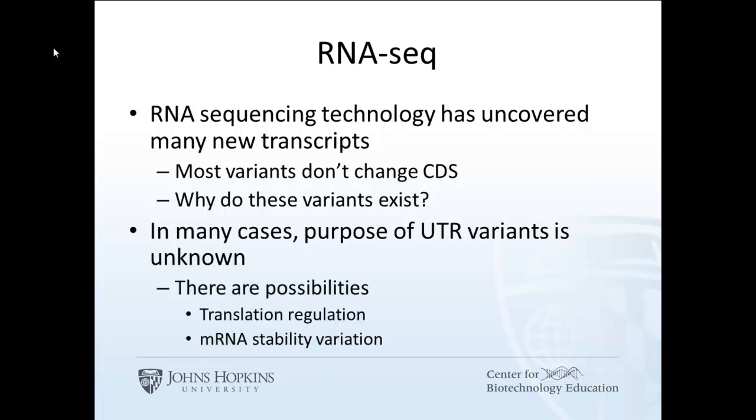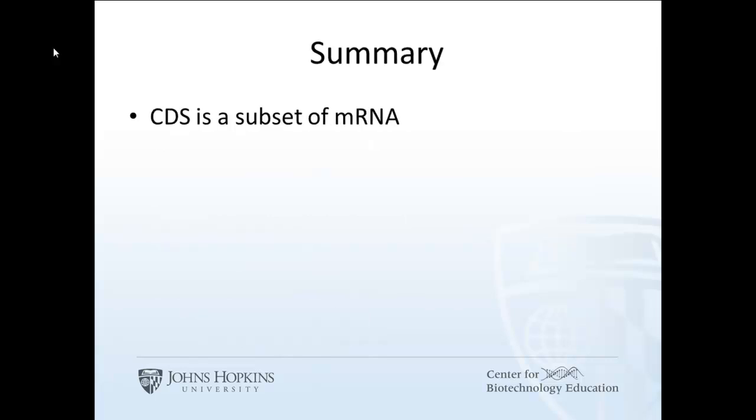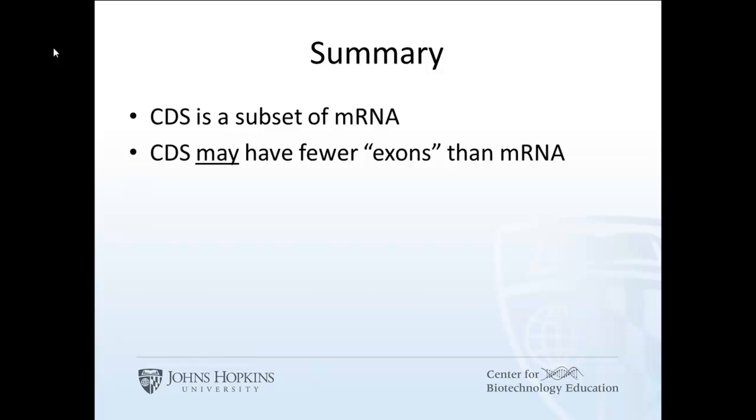It's possible that it allows for variations in translation efficiency, or that different transcripts have different turnover rates. But some of the time, we don't yet know the answer. One thing that is always the case is that the CDS is part of the mRNA. The CDS can always be said to be a subset of the mRNA. The CDS may have fewer exons, but may also have the same number of exons.